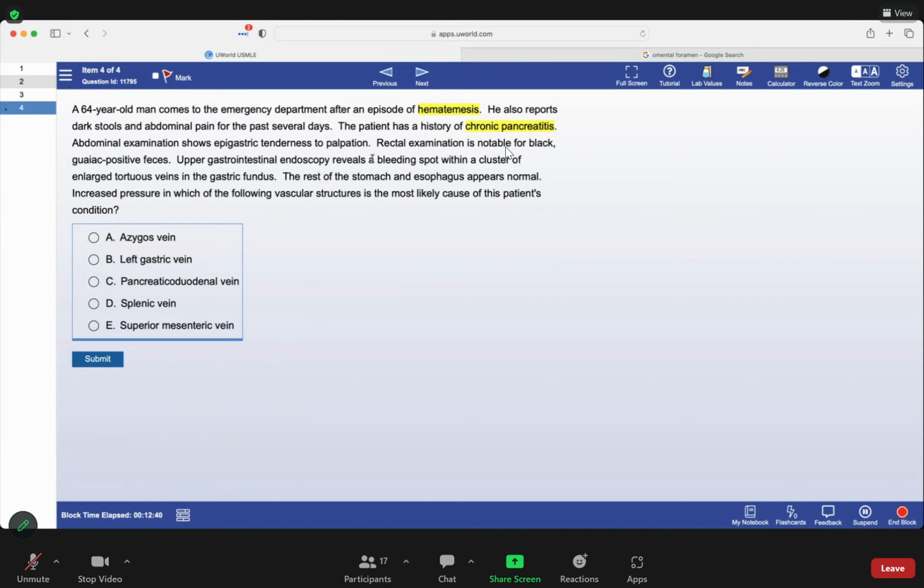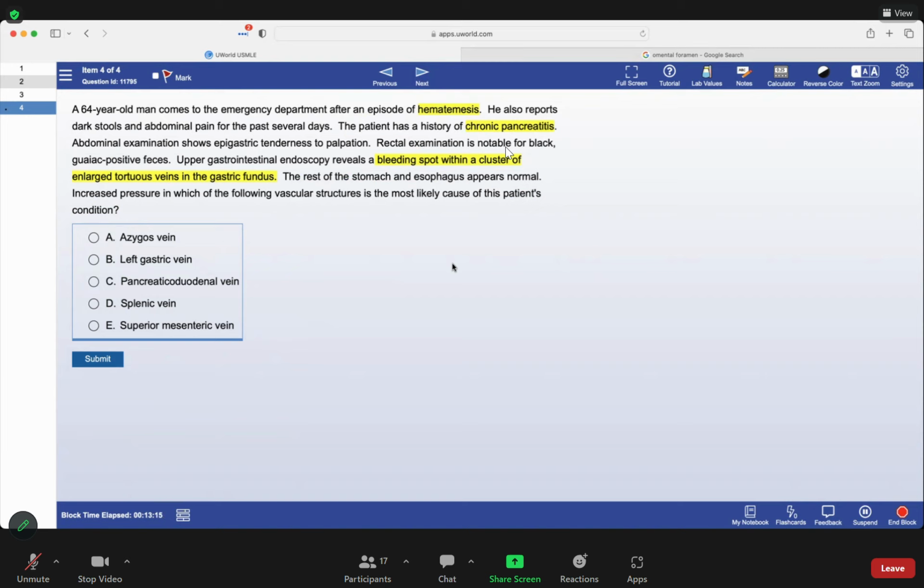Upper gastroendoscopy reveals a bleeding spot within a cluster of enlarged tortuous veins in the gastric fundus. So there is a problem with the gastric fundus blood vessels. Does that make sense, folks? Now you should know when they talk about the tortuous part, it's a vein. Even though the question says vein, only veins can be curly because of the weak structure. An artery will never do that. The rest of the stomach and esophagus appears normal. Increased pressure in which of the following vascular structures is most likely the cause of this patient's condition?